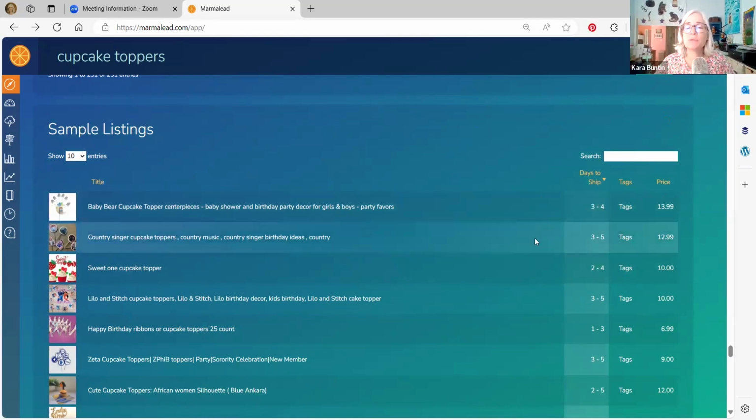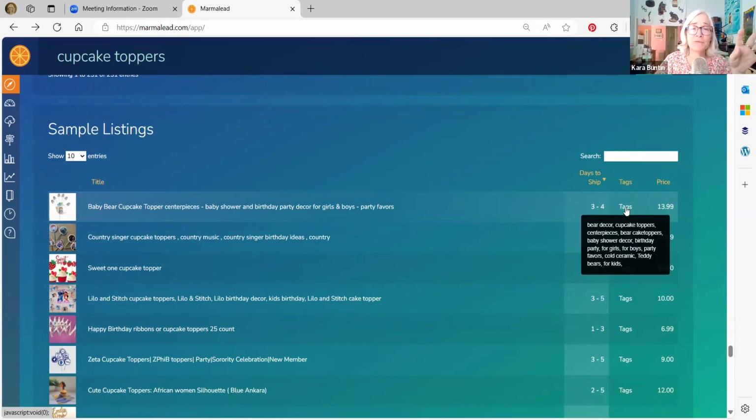So days to ship. This takes 3 to 4 days to ship, but that's their processing time. It might not take that long to ship. Tags. This is handy for getting ideas. If you hover over this, it shows you the tags. Okay, so that's very handy if you're trying to find other words.